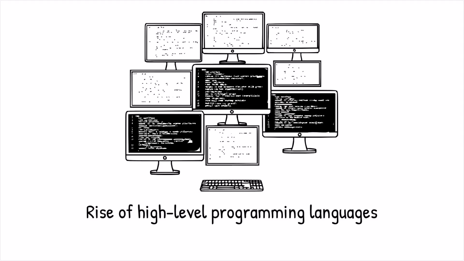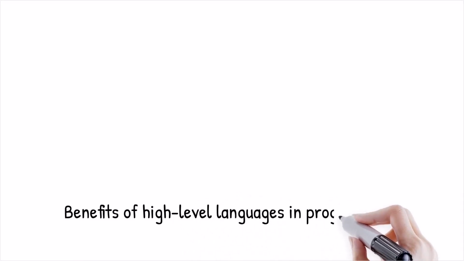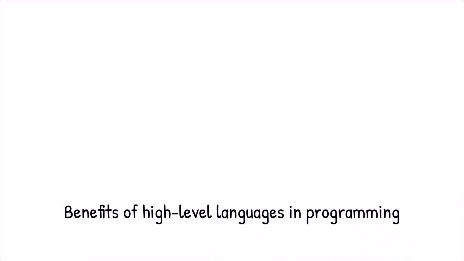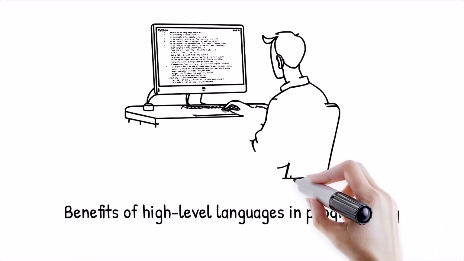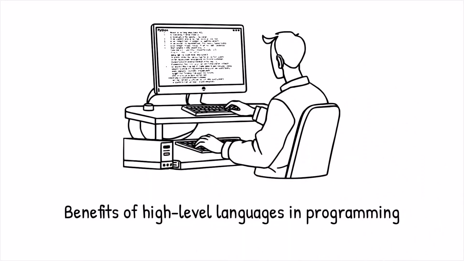For instance, a machine code instruction to add two numbers could be written in Python as sum = number1 + number2. This shift from low-level to high-level languages revolutionized programming, making it more accessible and enabling the development of complex software. Each high-level language has its strengths. Python is known for its simple syntax and is widely used in data science, machine learning, and web development.